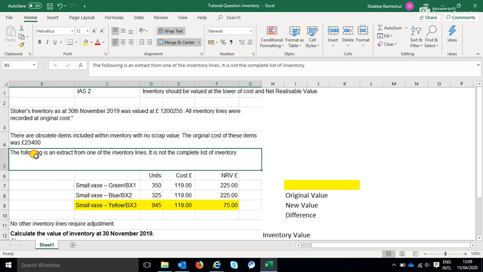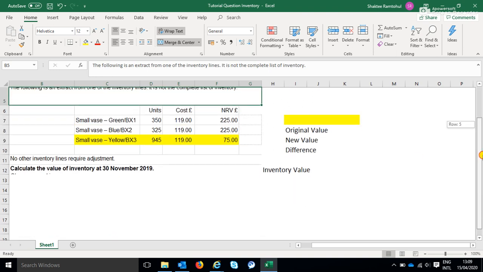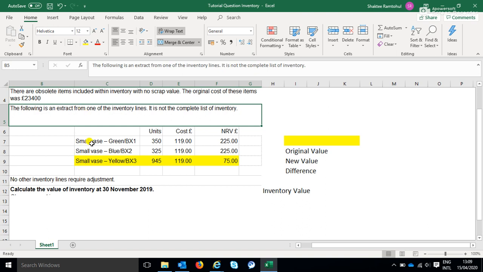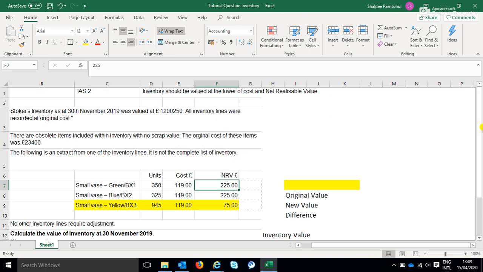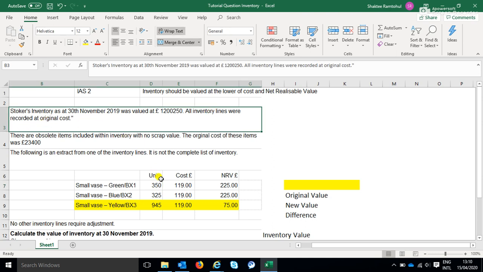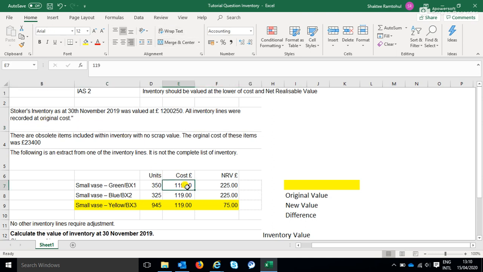We're also told the following is an extract from one of the inventory lines. It's not the complete list of inventory. Let's look at the first one. Small vase, we have 350 units, cost 119, net realizable value 225. Now remember what IAS 2 states: inventory should be valued at the lower of cost or net realizable value. So clearly we don't have an issue with this one. Cost is 119, and remember we're told inventory is valued at cost. So cost is lower, no problem whatsoever.